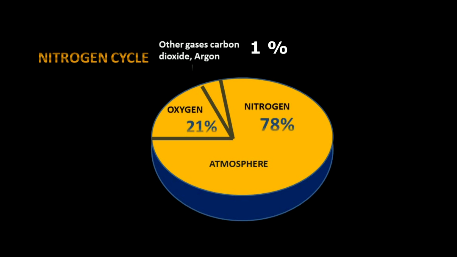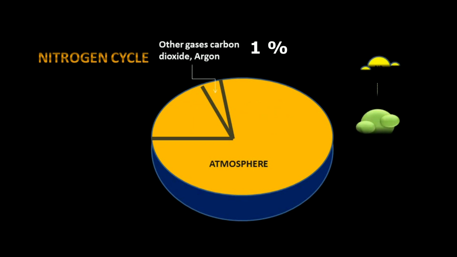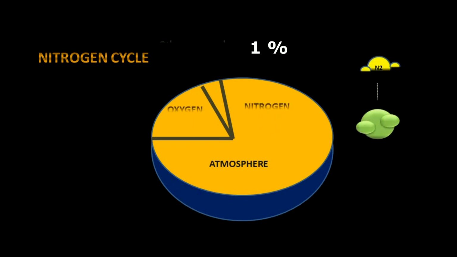Nitrogen is one of the essential constituents of all living organisms. The atmospheric nitrogen cannot be taken directly by plants and animals. It has to be converted into nitrates. The conversion of nitrogen into nitrates is known as nitrogen fixation.